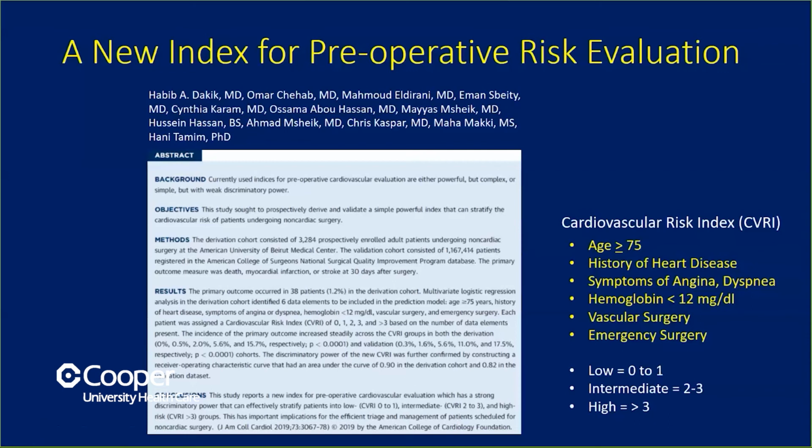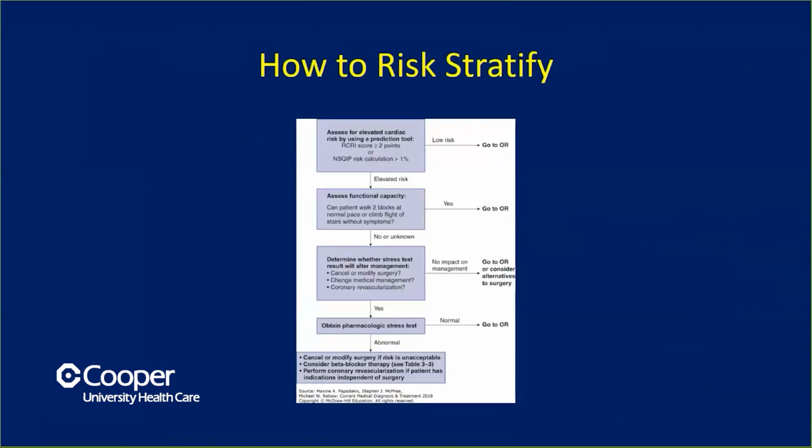So coming down to the home stretch, what do we do in the U.S.? Well, we don't follow all of those guidelines per se. I just wanted you to be aware of them. This is what we risk stratify. So the first thing is you assess for RCRI or an NSQIP or one of those, and if they're under 1%, they're low risk. Just go to the OR. If they're above 1%, they have elevated risk.